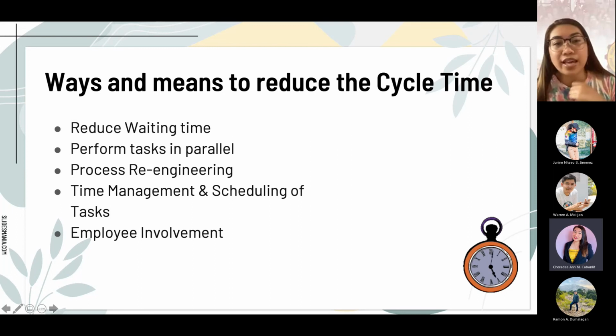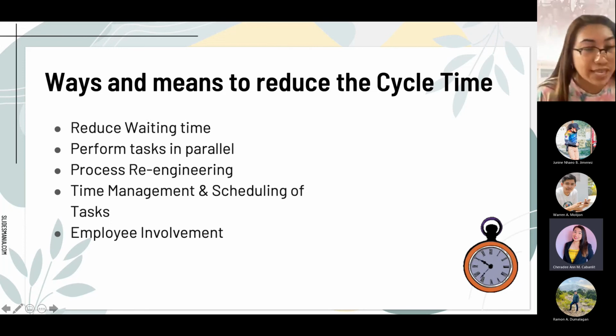Ways and means to reduce the cycle time. We eliminate waiting time, perform tasks in parallel, and re-engineer, meaning to say we have to really look into the process and check which parts can be improved and eliminated if possible. Then time management and scheduling of tasks, and employee involvement.